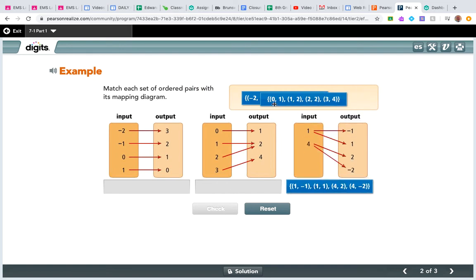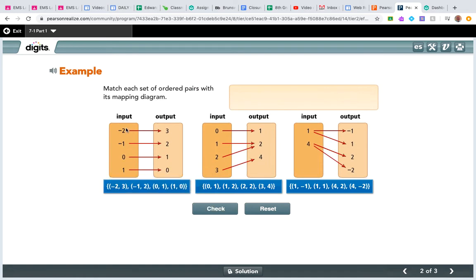There we go. Here we have 0 going to 1. Yeah, 0 goes to 1, but 0 goes to 1 over here as well. 1 is going to 2. Well, 1 is not going to 2 in this first one. 1 is going to 2 on the second one. All right. And then the third one by default must be here, but we can check. -2 is going to 3. Yep, -2 and 3 are an ordered pair. 0 is going to 1. 1's going to 0. There you go.